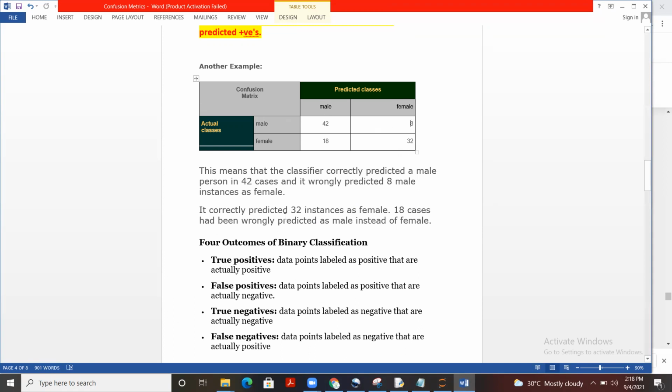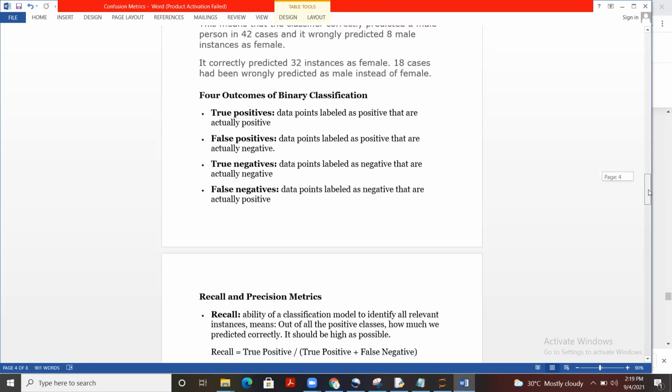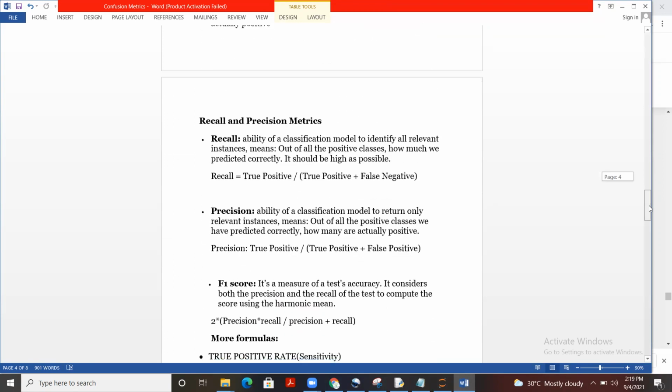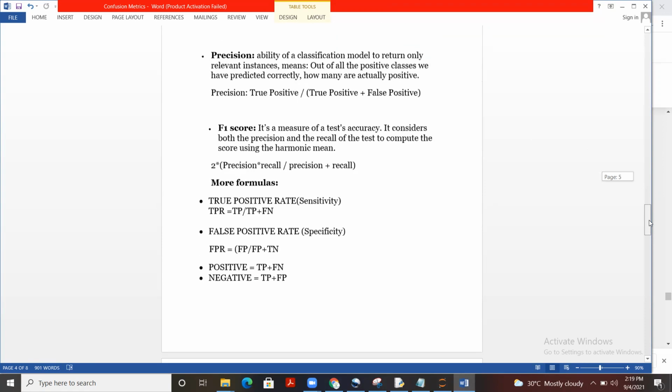So if you calculate the accuracy, what you need to do is 42 plus 32 divided by the entire data. And this is how you will get your accuracy percentage. And for true positive, you can easily understand that 42 is the true positive one, and this is your false positive, 8. And then your true negative, this one, and your false negative. These are the values that help us to calculate recall and precision. So this is how we basically calculate it.